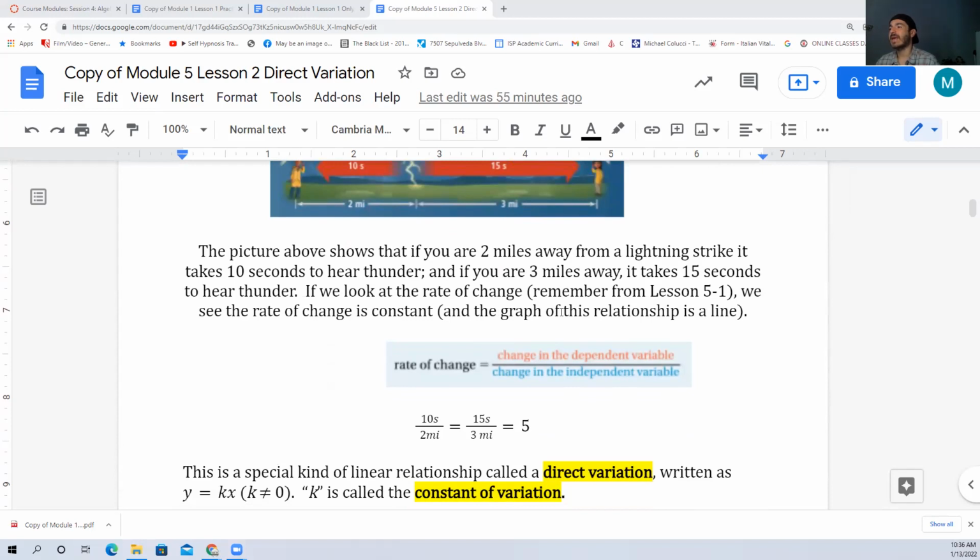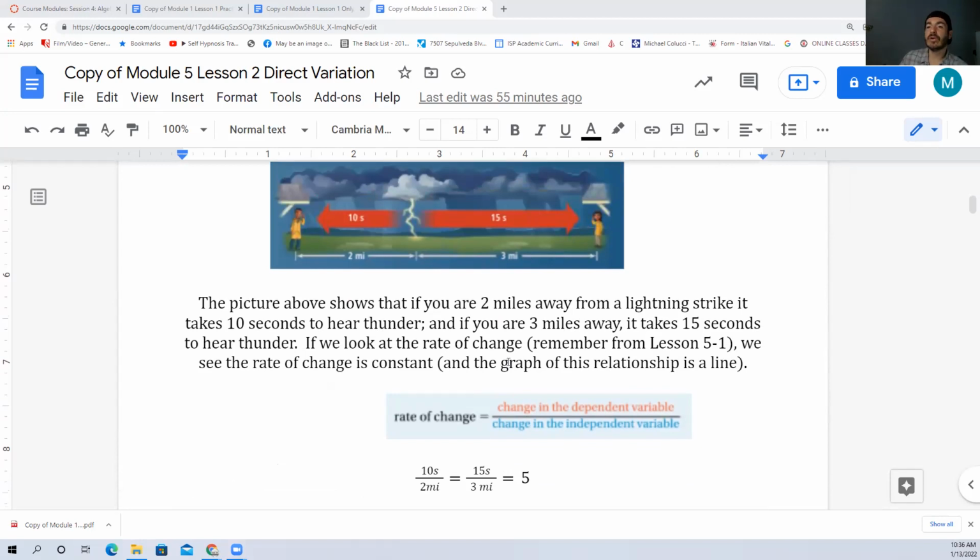So there is a direct variation relationship between how far thunder or lightning is and when we hear it. So when we see the lightning, and when we hear the thunder. And we're going to call that the rate of change, meaning the change in the dependent variable is on top and the change in the independent variable is on the bottom.